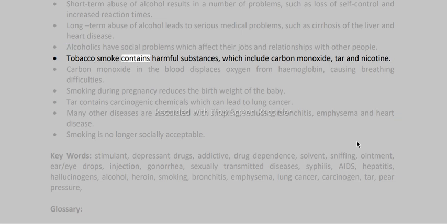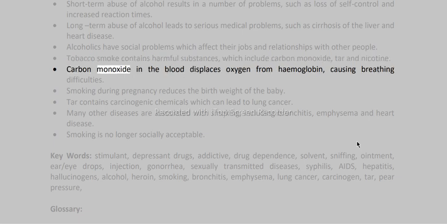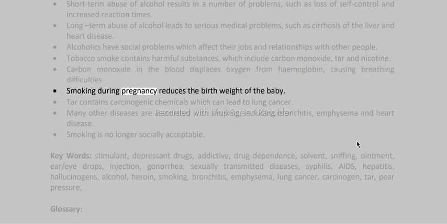Tobacco smoke contains harmful substances, which include carbon monoxide, tar, and nicotine. Carbon monoxide in the blood displaces oxygen from hemoglobin, causing breathing difficulties. Smoking during pregnancy reduces the birth weight of the baby.